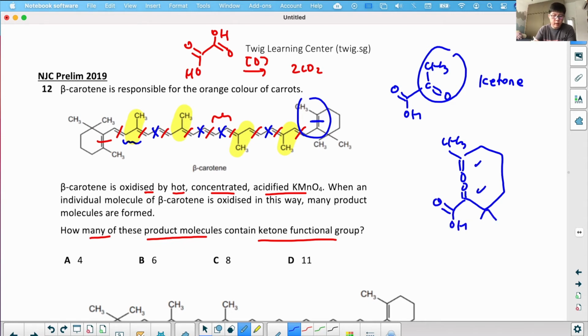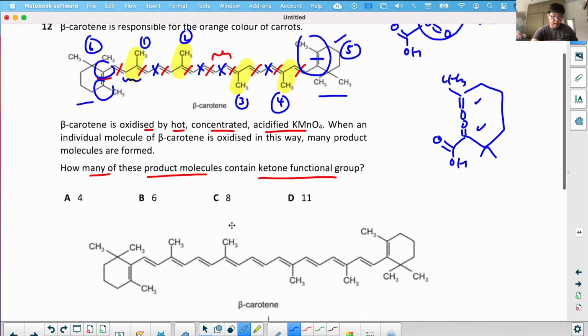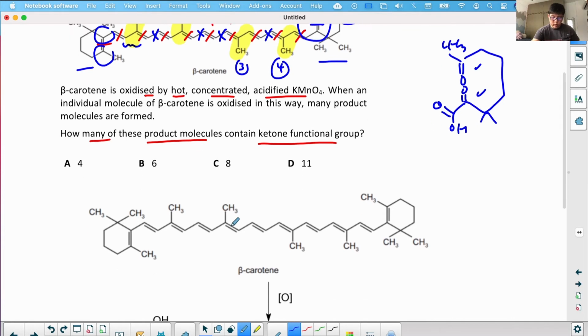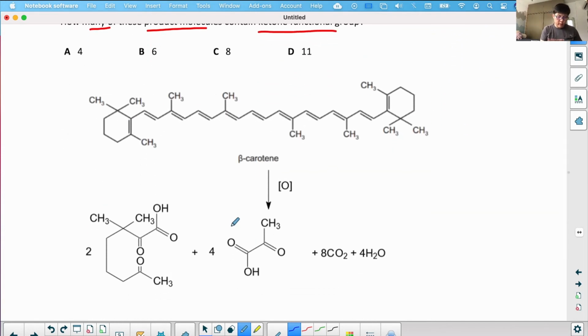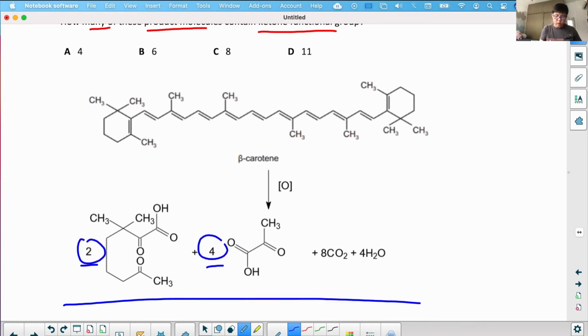So you have ketones on this side and this side. In fact, this molecule and this molecule, if you look at it carefully, once you oxidize it, it's actually the same thing. So you have a ketone here. So 1, 2, 3, 4, 5, and 6. This side will also give you ketone and ketone over here. So out of all the molecules, 6 of them will give you a ketone functional group. So we count it as 2 here and 4. So the answer is B.